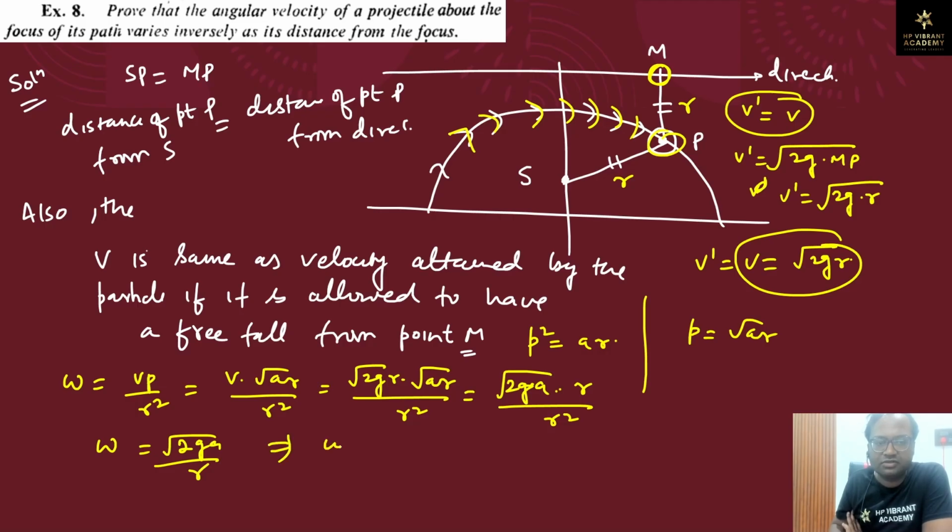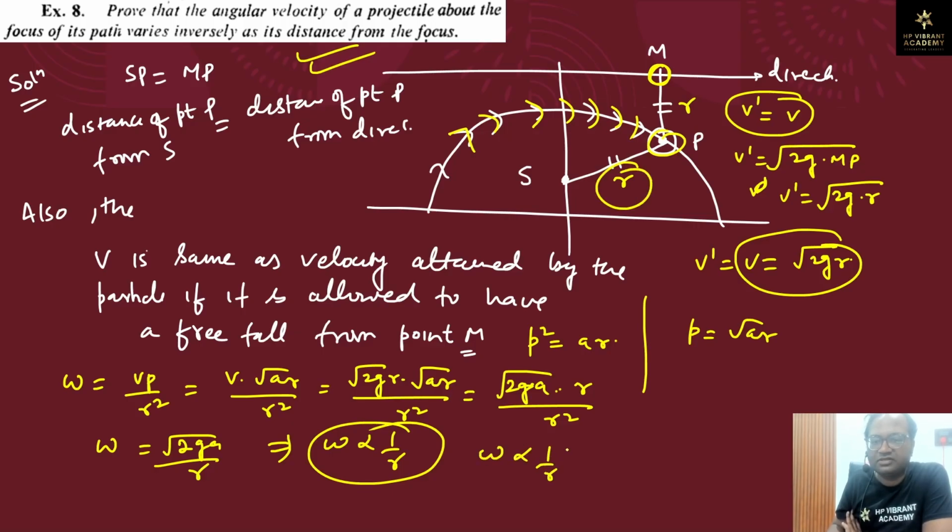This means the angular velocity varies inversely with the radius vector, that is, inversely as its distance from the focus. The distance from the focus is R, so the angular velocity varies inversely with the distance from the focus.